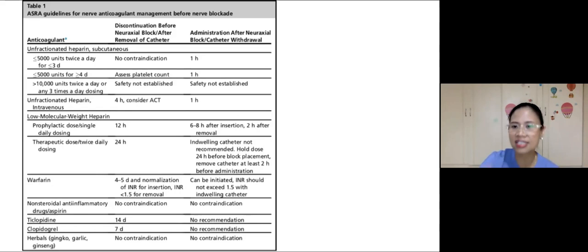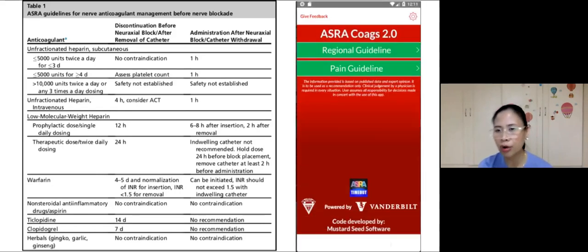I suggest that you download this app. It's the ASRA Coags app by ASRA. Especially right now, there are a lot of new anticoagulants being utilized. If you're not familiar with the name of the anticoagulant being given to the patient, just type in the name in this app, and the app will tell you when to stop the anticoagulant, when to perform the neuraxial technique or the nerve block technique that you plan for the patient, and when to resume the anticoagulant after you remove the epidural catheter or after the surgery. All right?